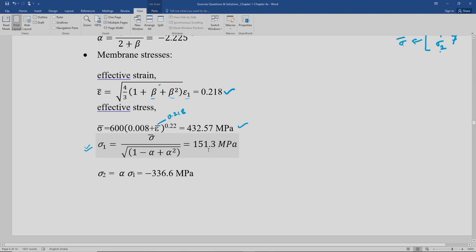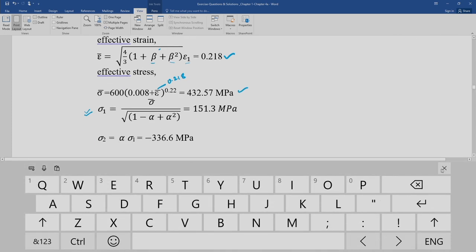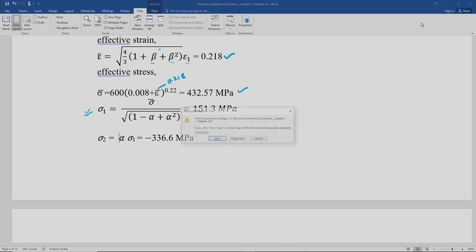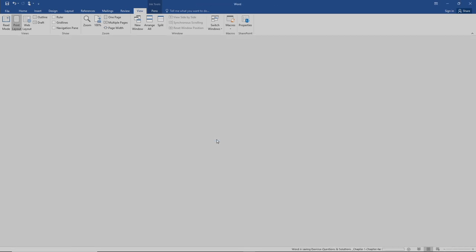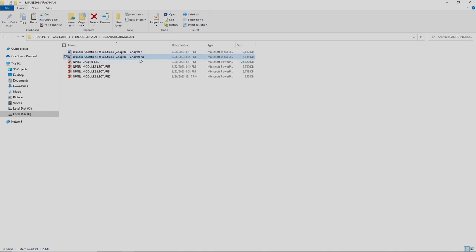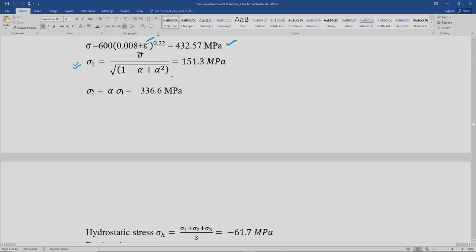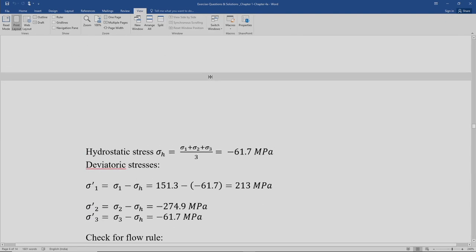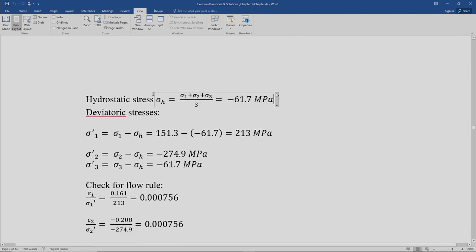Alpha is found out, you can substitute it, you can get 151.3. If sigma 1 is known, alpha is known, I can get sigma 2, and sigma 2 is minus 333.6 megapascal. So alpha is known here, sigma 1 is also known to me, I can find out. Okay, so now there are two more steps to it, which we are going to derive now. So how are we going to derive it? We will see now. So now alpha and sigma 1 are known, then sigma 2 can be found out, that is also done. Okay, now we are going to the next one, that is your hydrostatic part.